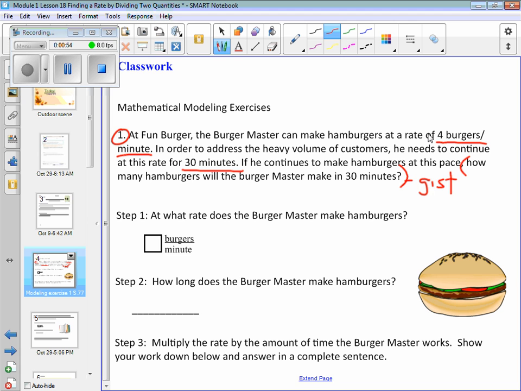So what I'm going to do is just take the VIPs and transfer them into the first 2 steps. The rate is 4 burgers per minute. That goes in this box, it's 4. And then the second VIP for how long he makes burgers, it's 30 minutes, so that's going to go here. It's just taking out the VIPs and putting them into their own steps.